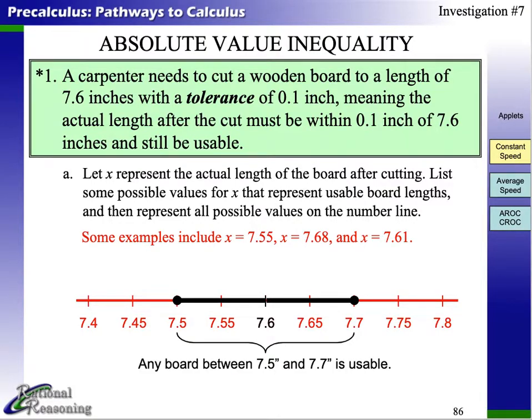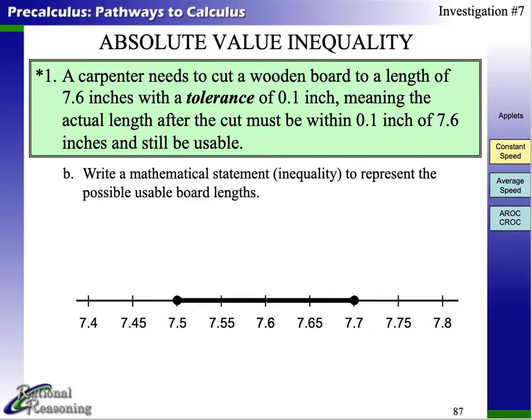So any board that's from 7.5 to 7.7 is a usable board. Cut off too much more and it's no longer usable. So how could we write this with a mathematical statement? Well, we could say x has to be any value. And again, we define x to be the length of the board, 7.5 to 7.7. Any board in this length will fit our needs.